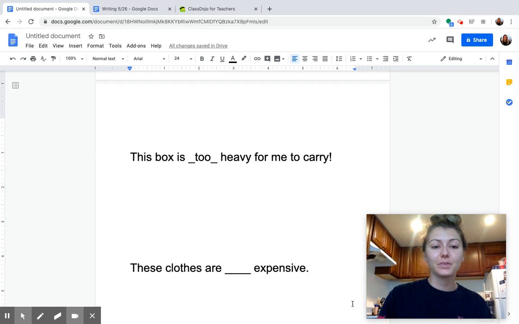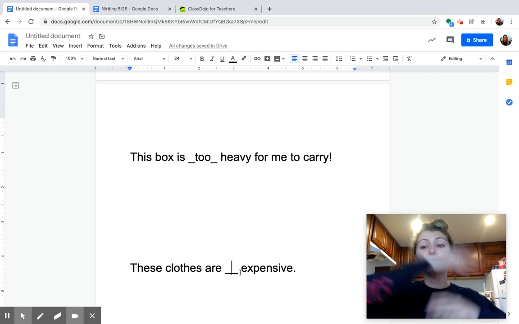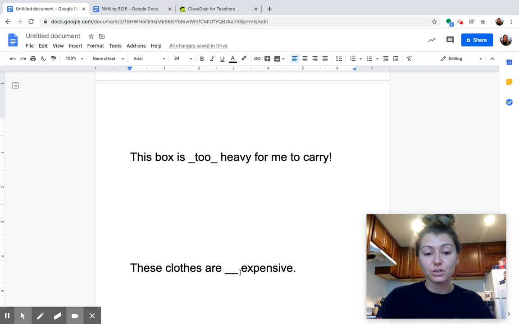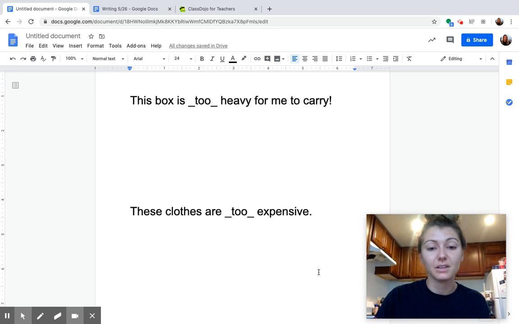Next example, these clothes are blank expensive. These clothes are too expensive. Well, just like that last example, we don't have any amount. We're not telling a quantity, how many. So it's not T-W-O. We're not saying that we are going to go shopping. There's no action. But we are saying that these clothes are over the top expensive. They are much too expensive. T-O-O, too expensive. It is too much.